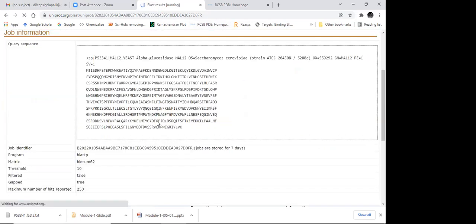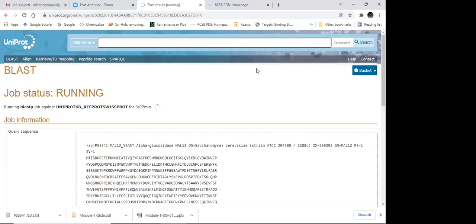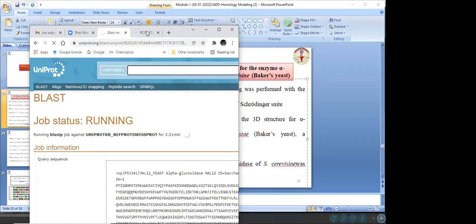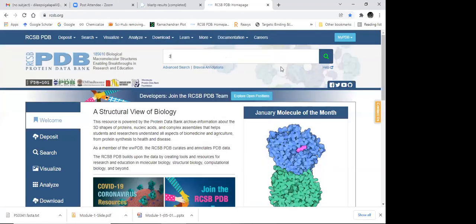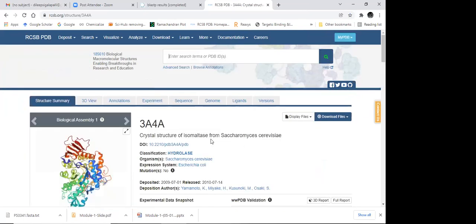It is taking quite a long time. First we need to do it like this. Then we will get the number of templates which resemble the query sequence, and we can identify from that. I have done this study earlier, so I know which one is the best template. I can get the coordinates from here. There is a PDB ID called 3A4A. This 3A4A belongs to isomaltase of Saccharomyces cerevisiae, and it has a resemblance of 72% with the query sequence, that is alpha glucosidase.